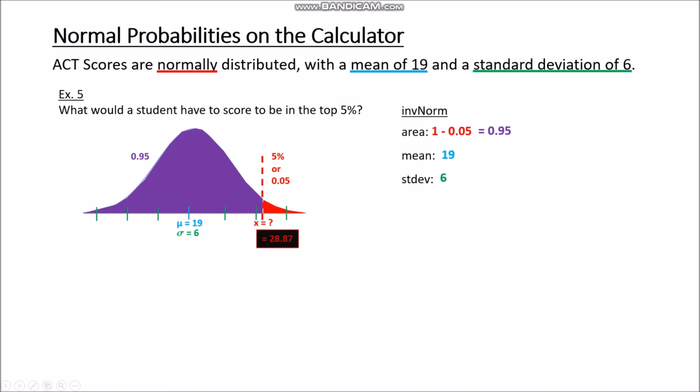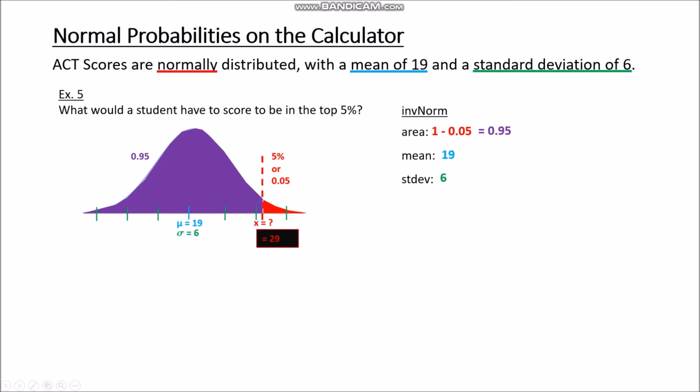So when you're answering some of these questions in context, you may have to kind of throw out what you know about rounding and think which one's going to get the percentage that it asks for. All right, so really you would say a 29 is what you would need to be in the top 5% of ACT scores. All right, so that's how we can do all that stuff on the calculator instead of with the tables.